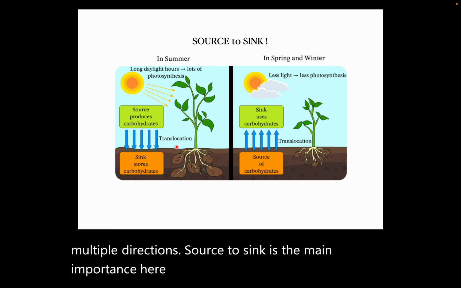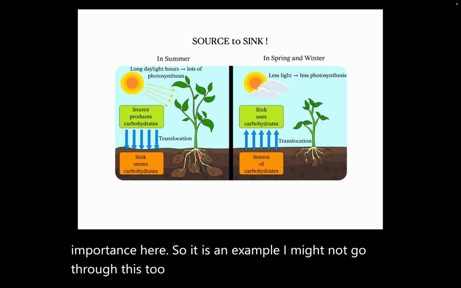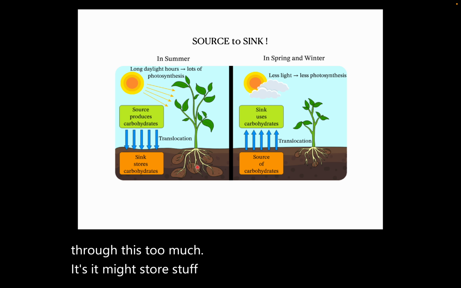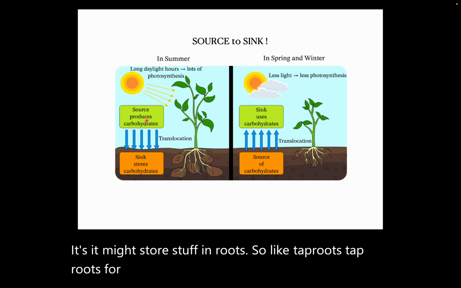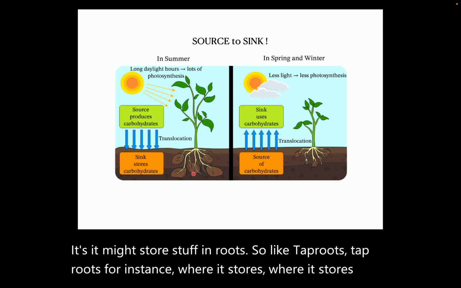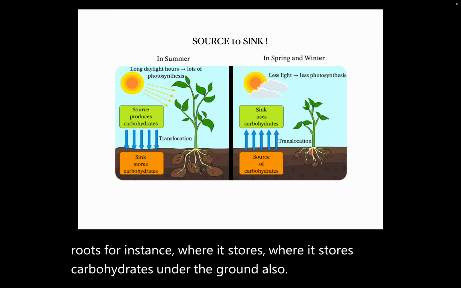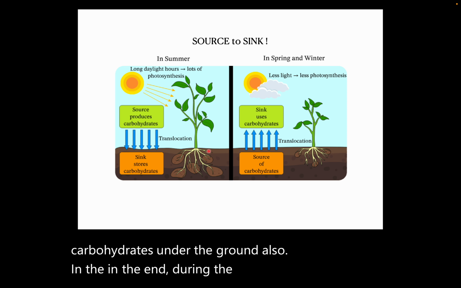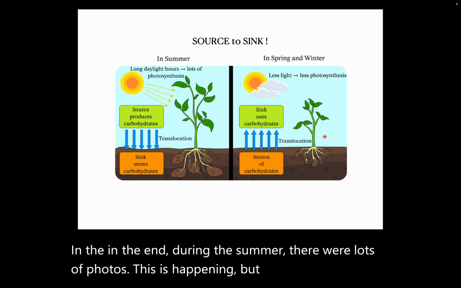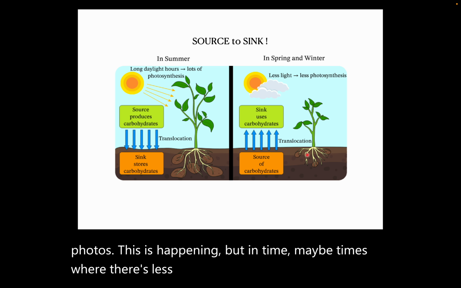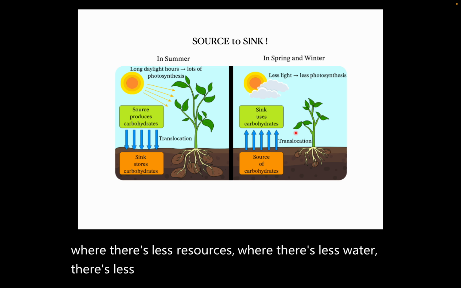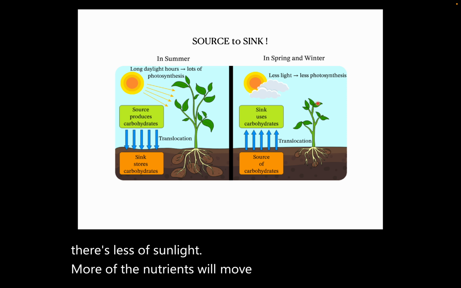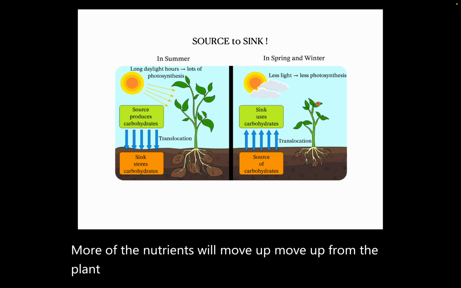So there's a little example. I might not go through this too much. It might store stuff in roots, like tap roots, for instance, where it stores carbohydrates under the ground. Also, during the summer, where lots of photosynthesis is happening, but in times where there's less resources, where there's less water or less sunlight, more of the nutrients will move up from the plant to the leaves, or to the shoots where the nutrients are needed.